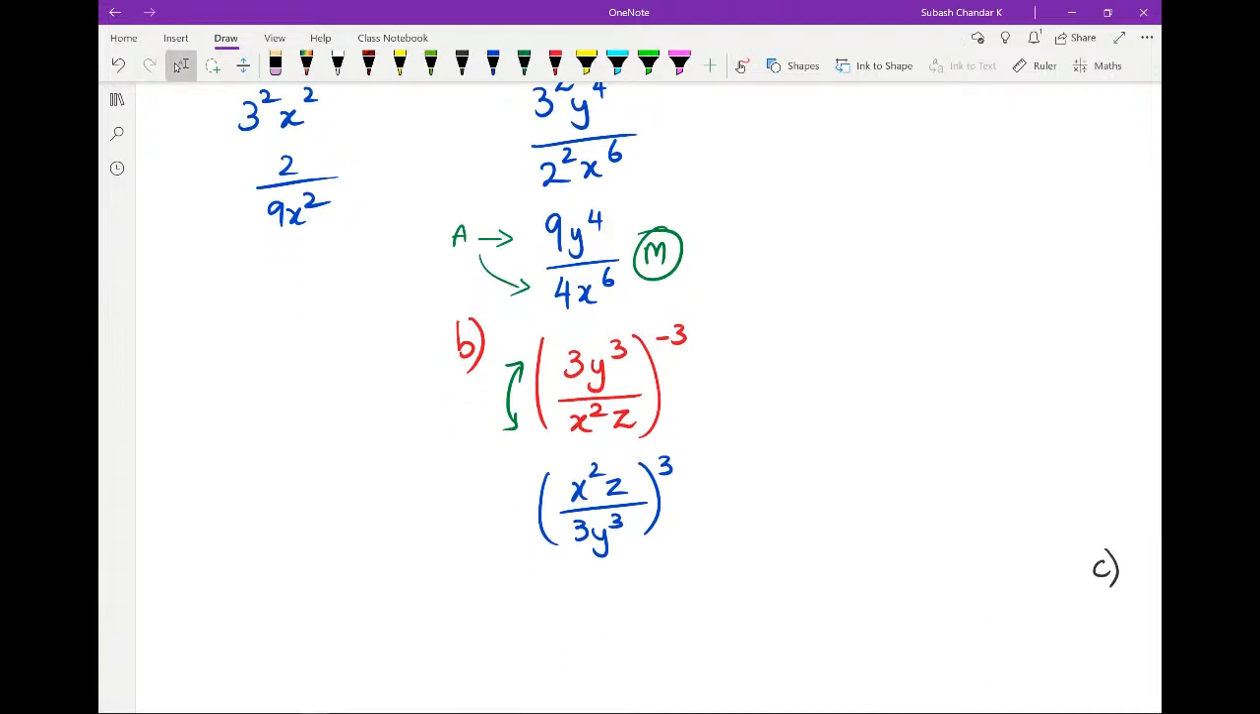Just remember, this is something that I tell my students to do as well: when you have these things, get into the habit of putting a 1 next to anything that's without a power, so that you know you've got to deal with that power. Then the next step is I'm going to write it as x to the power of, well, we've got 2 times 3, so I'll write down 2 times 3, z to the power of 1 times 3, and the whole thing is divided by 3 to the power of 1 times 3, y to the power of 3 times 3. Just remember that this is where the 3 is coming from, and we've got to multiply all the powers.